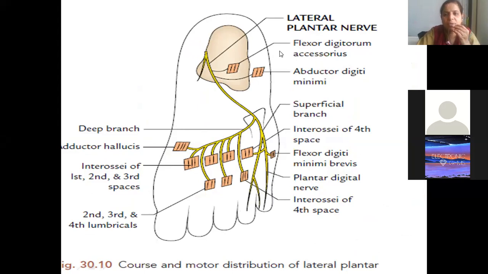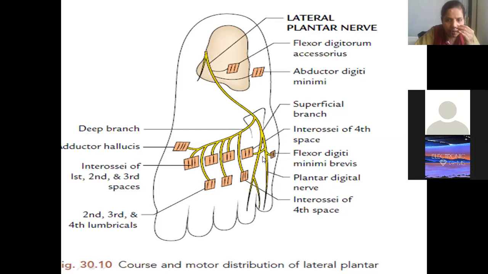So it is supplying flexor digitorum accessorius, abductor digitorum minimi. Then it is dividing into superficial branch and deep branch, right? So the superficial branch is going and supplying the lateral aspect of the little toe. This is direct division. Okay, call it as plantar digital nerve. So this twig is also giving branch to flexor digiti minimi brevis. Okay, and also it is giving nerve supply to the fourth interosseous muscles. That means both plantar and dorsal interosseous of this space.